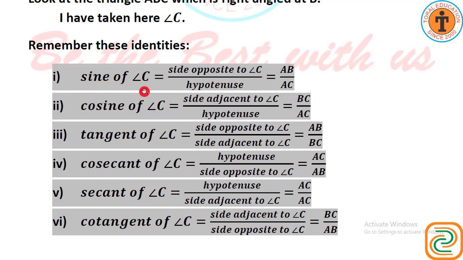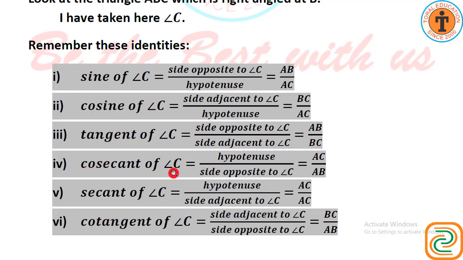Sine of angle C, that is side opposite to angle C upon hypotenuse, that is AB upon AC. Cosine of angle C, that is side adjacent to angle C upon hypotenuse, BC upon AC in the above figure. Tangent of angle C, that is side opposite to angle C upon side adjacent to angle C, that is sine upon cosine is tangent, that is AB upon BC.